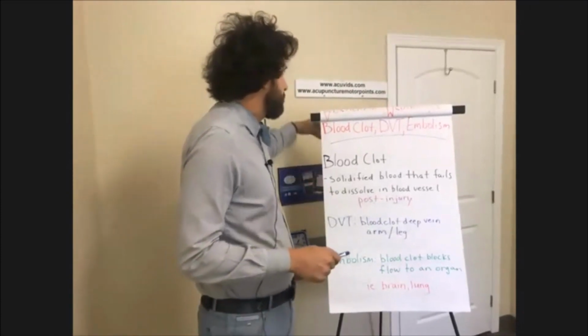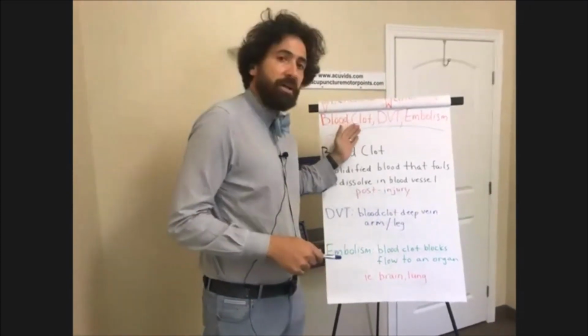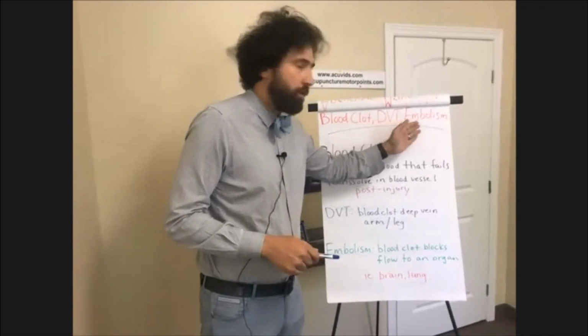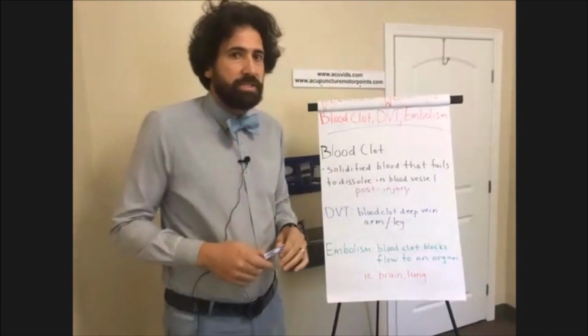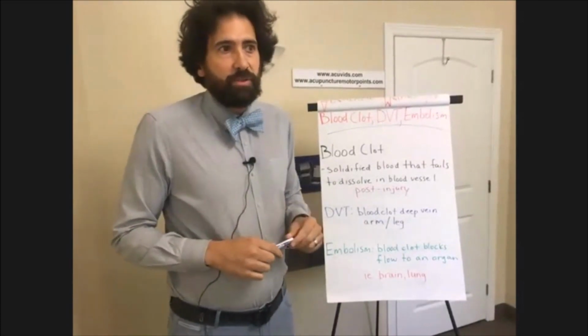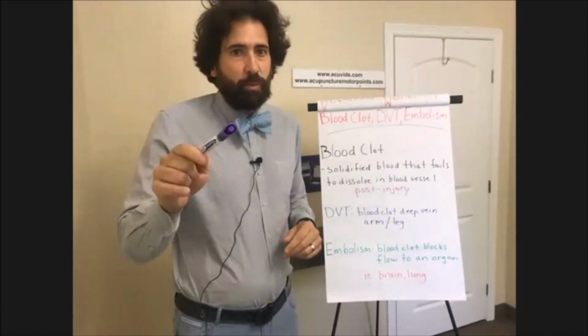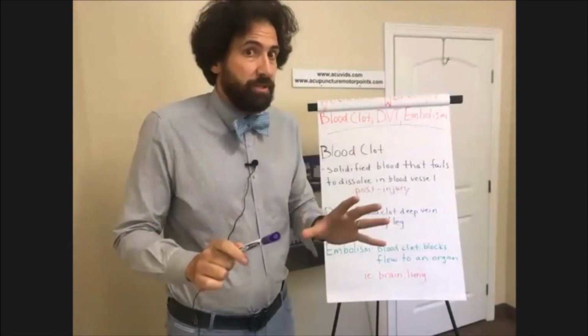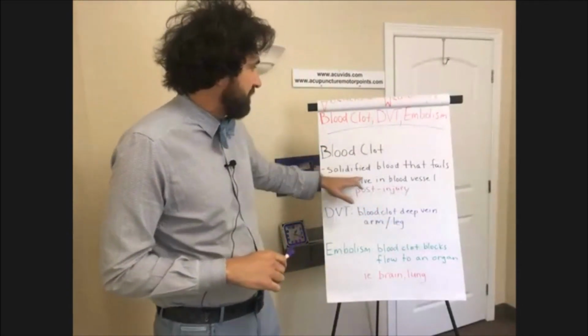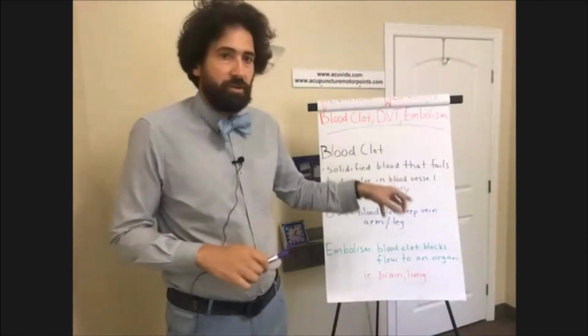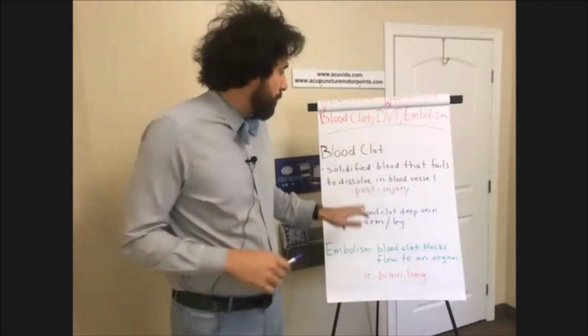All right. We're going to talk about blood clots, DVT, deep vein thrombosis, and embolism. First, what is a blood clot? And this is the interesting thing, because when we think of a blood clot, we don't think of it in terms of injury, but injury has a lot to do with it. A blood clot is solidified blood that fails to dissolve in the blood vessel post-injury.